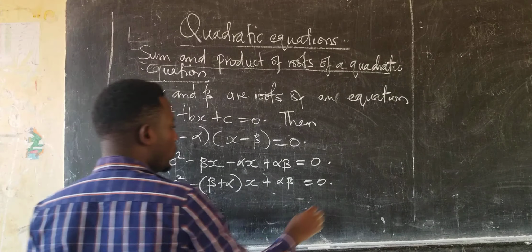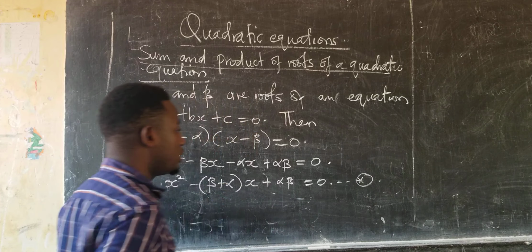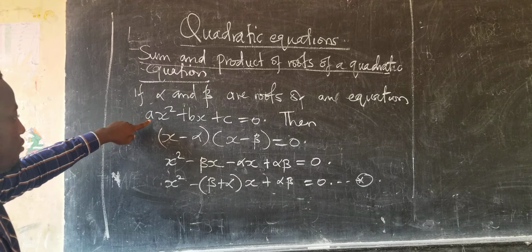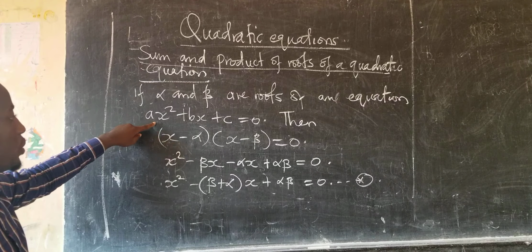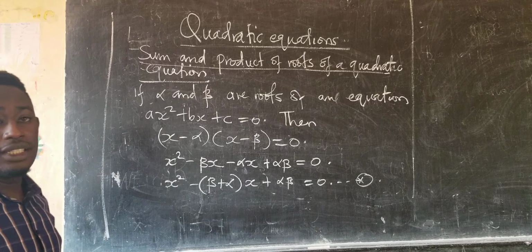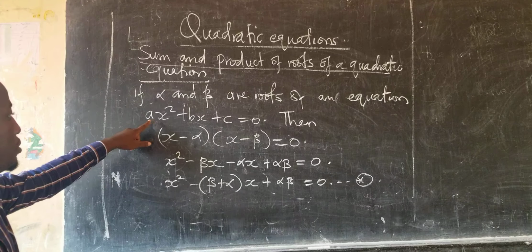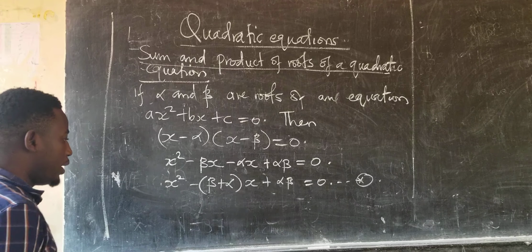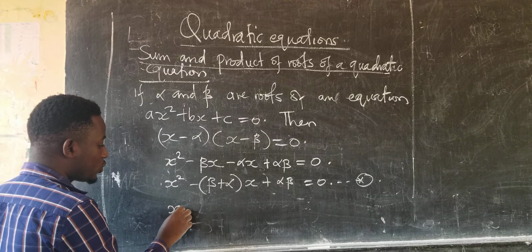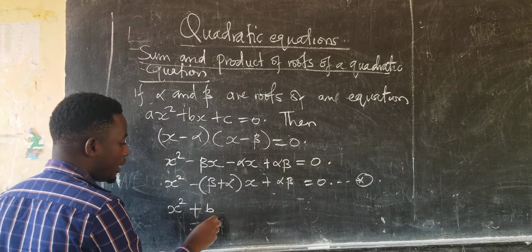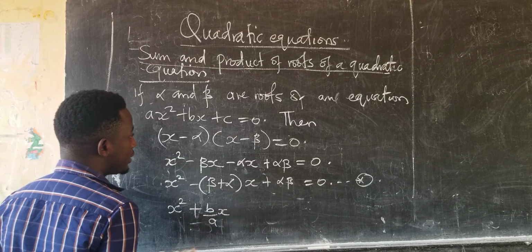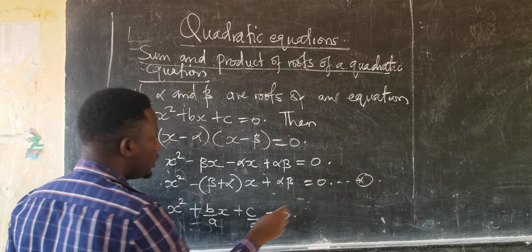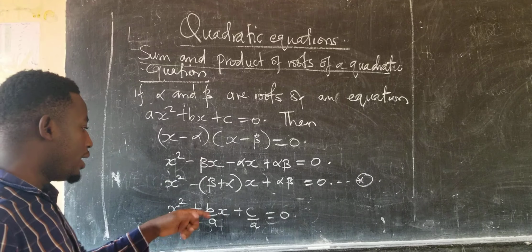If I call this one equation star, I want to compare equation star with this equation here. If I want to compare them, then I have to make sure the coefficient of x squared is actually 1. And that way I can divide through this equation by a in order to make its coefficient 1. In that case, I will have x squared plus b out of a, x, then plus c out of a is equal to 0, because 0 divided by any number is 0.